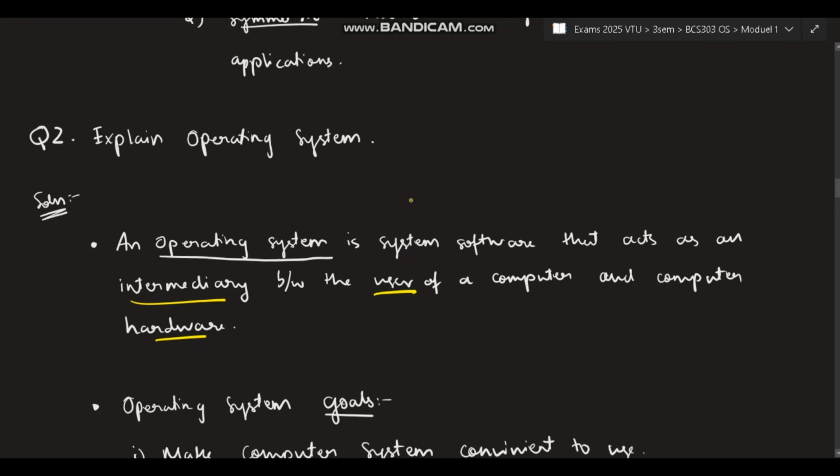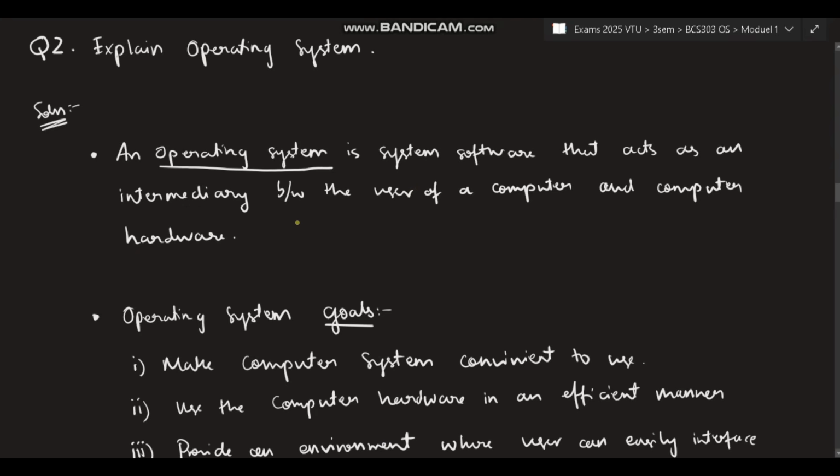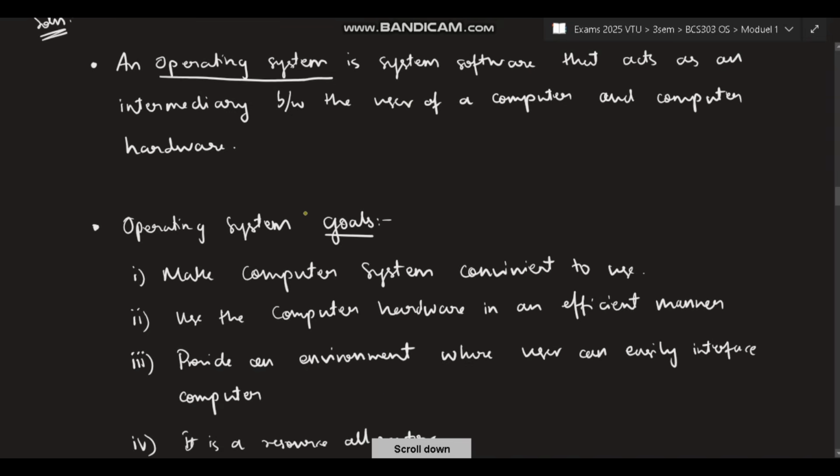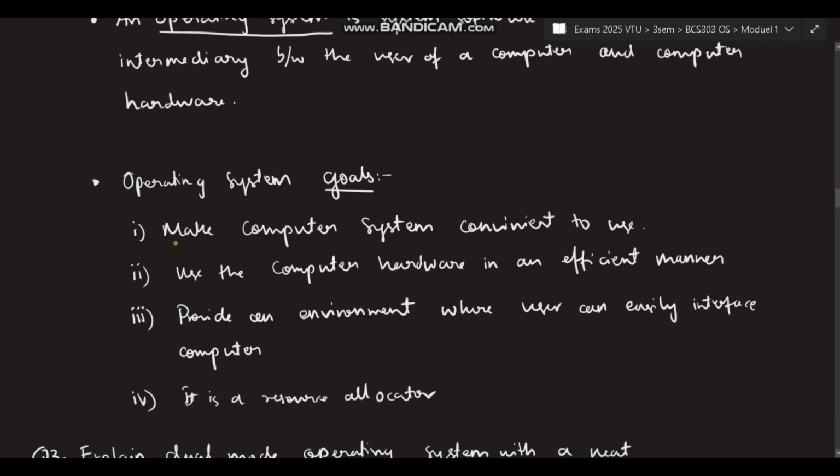Then what are the goals of an operating system? There are four goals of an operating system. Make the computer system convenient to use. Whatever OS is installed should make the computer easy to use for the end user. Use the computer hardware in an efficient manner. Efficiency should be there. Provide an environment where the user can easily interface with the computer.